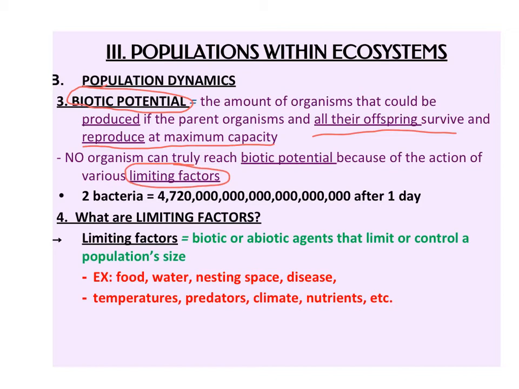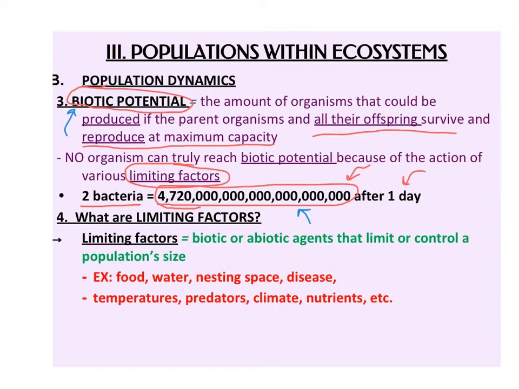For example, if you had 2 bacteria at the start of the day, at the end of the day, I don't know what this number is, but you'd have 4.72 whatever. Gazillion, quadrillion, bazillion. I don't know what that number is, but that's after 1 day. But that wouldn't happen because a lot of those bacteria would die. Some of them would just be bad bacteria and they would die right off the beginning. So you would never have this many bacteria after 1 day. But if it did happen, that would be the bacteria's biotic potential. That is their potential. That's the most amount of babies or offspring they could produce.